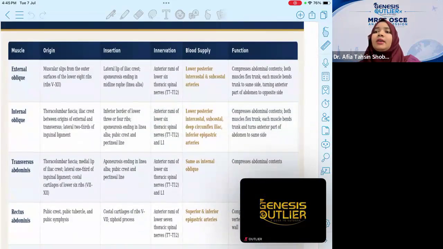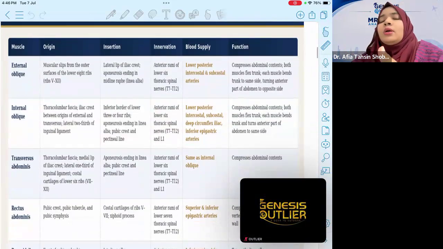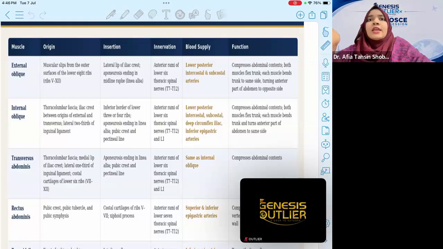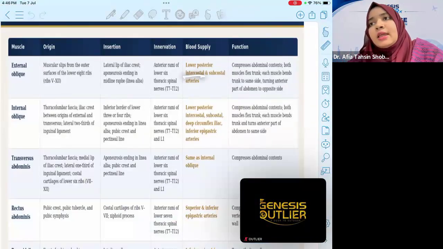Now come to the summary. In summary, we won't go into detail, but we have to know the blood supply. Very recently, sometimes they are asking about blood supply. So you have to go through this blood supply. For external oblique: lower posterior intercostal and subcostal artery. Okay, and internal oblique: lower posterior intercostal, subcostal, deep circumflex iliac, and inferior epigastric artery.